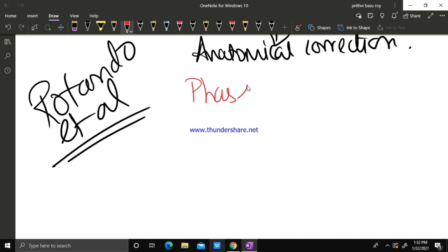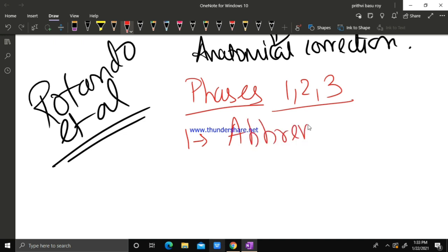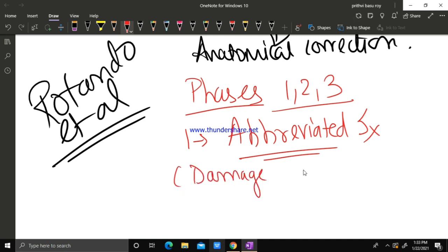So now the thing is, how do you go about it? There are some phases. How many phases are there? I think there are 3 phases. I think some books write 4, but I think absolutely there are 3 phases. Bailey and Love says 3. I'll go with 3. So what is phase 1? Phase 1 is abbreviated surgery. Please mark this word, abbreviated surgery. That means you are actually going to control the damage. So this is the process for damage control.